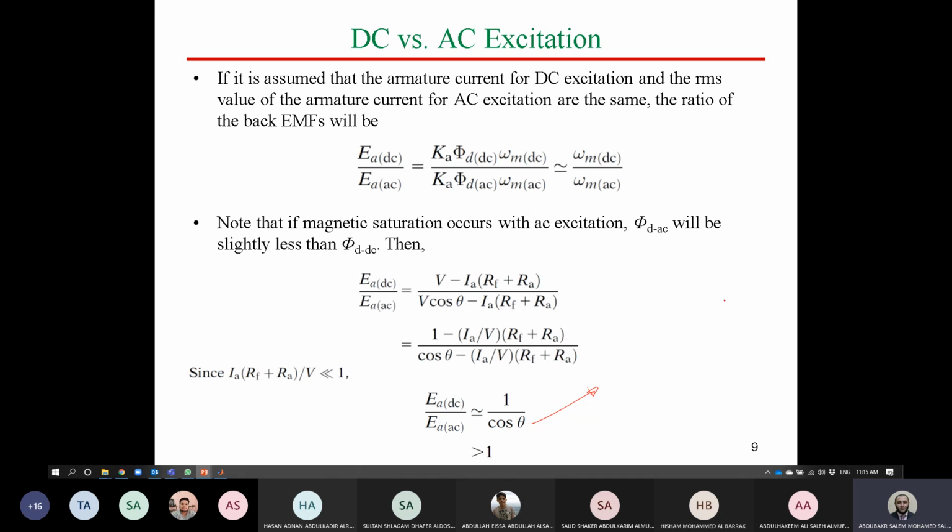You have an inductive load along with the EMF, so all of the time the power factor will be lagging. This is just like an induction motor, guys. So the value here will be less than unity all of the time. So we expect from that the value of E at DC will be higher than the value of E at AC excitation.